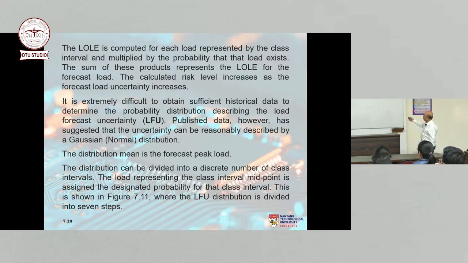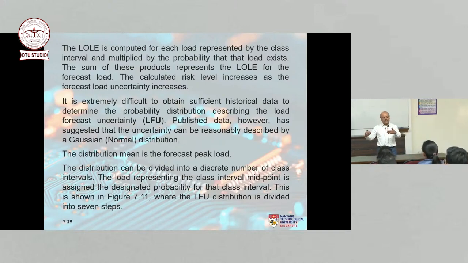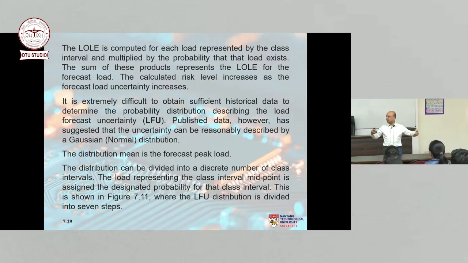So what we do now is we are going to compute the risk for each load represented by the class interval. So in other words, remember the normal distribution, there were plus 3 standard deviations, minus 3 standard deviations from the mean, right? So we are going to assume that the load that we are predicting is the mean, and then we are going to go minus 3 standard deviations, and plus 3 standard deviations.